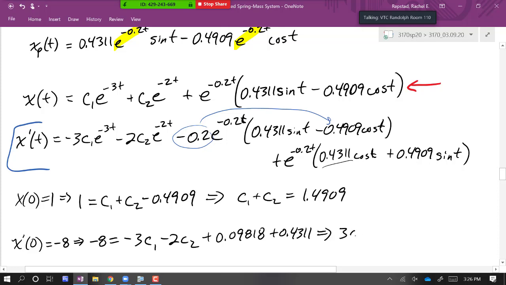And this gives us 3c1 plus 2c2, if I throw those on the other side, is 0.09818 plus 0.4311 plus 8, or 8.52928.